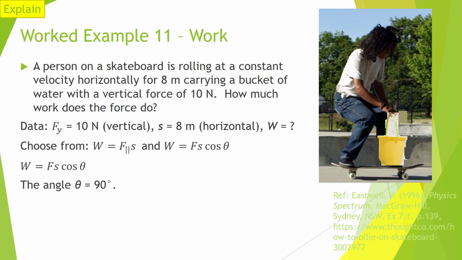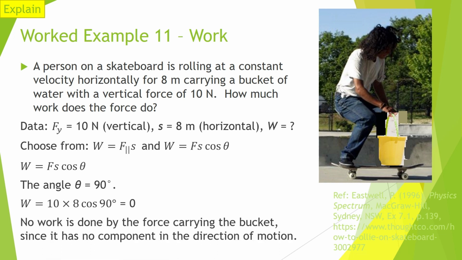But in this case, the angle is 90 degrees because he's lifting in the vertical direction and his motion is in the horizontal direction. So the work equals 10 times 8 cos 90 degrees, which of course is 0 because cos of 90 is 0. So there is actually no work being done by the force carrying the bucket, since it has no component in the direction of motion.